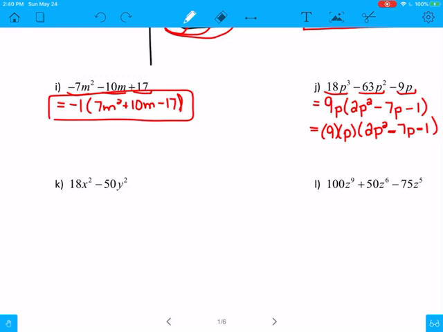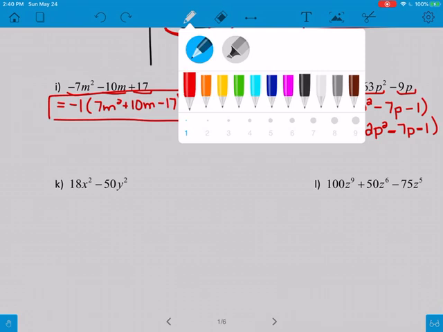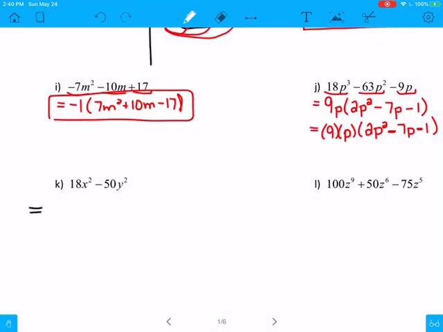I have 18x squared minus 50y squared. So I can actually take a 2 out. That's it, because the variables are different. 18x squared divided by 2 is 9x squared. Minus 50y squared divided by 2 is 25y squared.